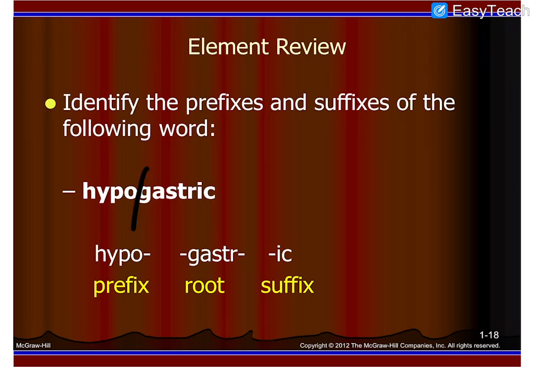Now let's break down hypogastric. Hypo is the prefix. Gast is the root. And ic is the suffix.